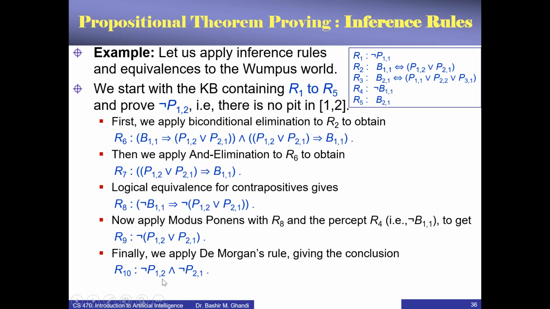And what does that mean? It means there is no Pete in 1-2, and also there is no Pete in 2-1. This is the conclusion we're able to reach. Neither cell 1-2 nor cell 2-1 contains a Pete. This is what this sequence is able to prove to us. And therefore our original alpha, which says cell 1-2 does not contain a Pete, is actually true.